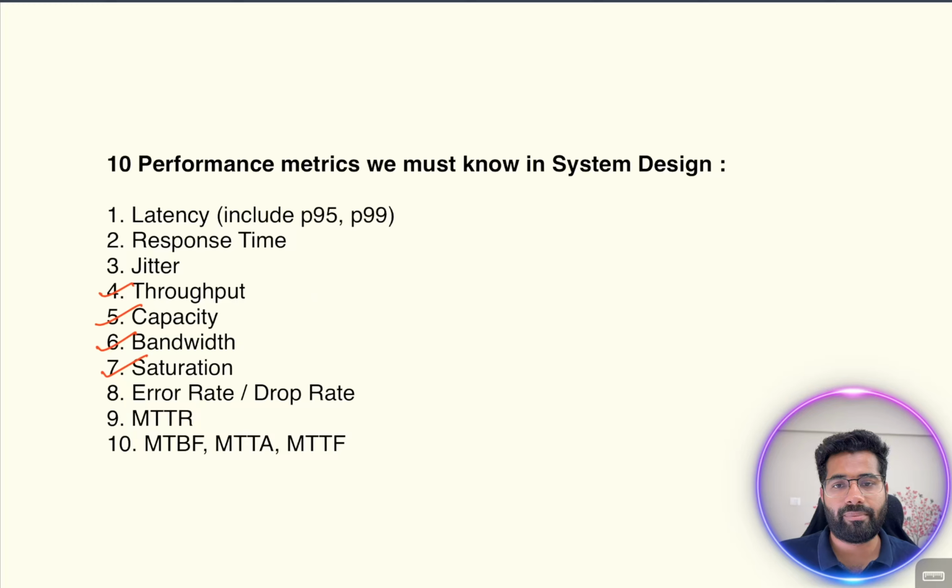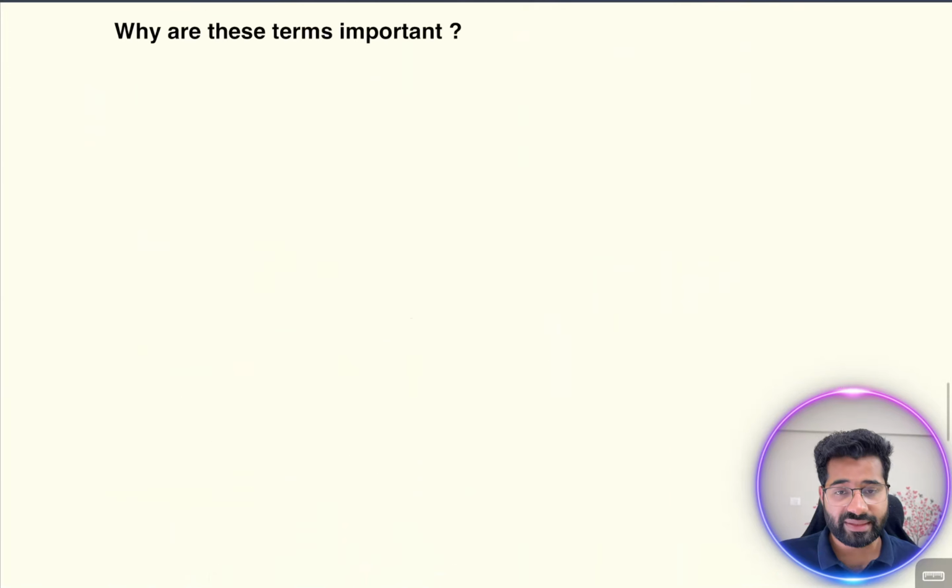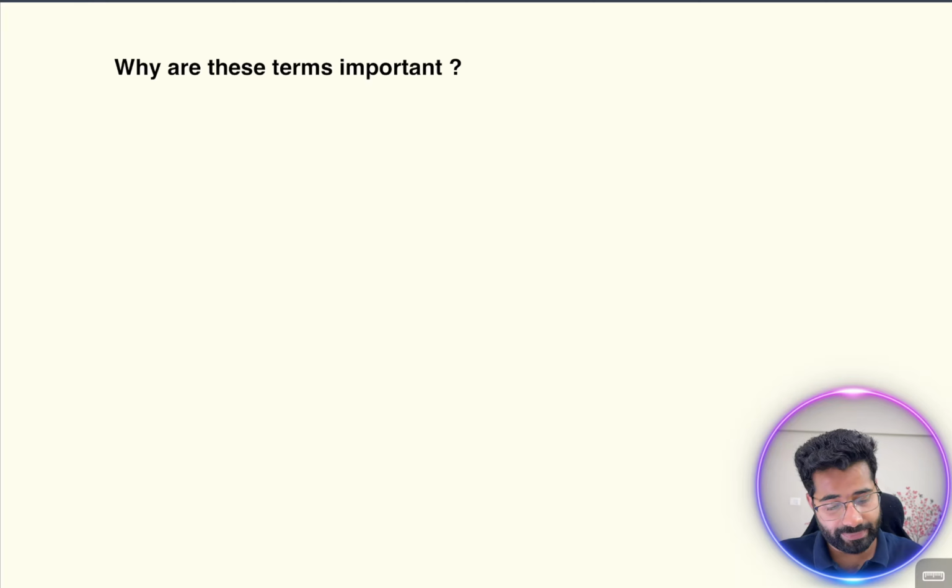Hi everyone. In the last video, we learned about throughput, capacity, bandwidth, and saturation, and we saw how these four metrics are interlinked. So in this video, we'll focus on these four metrics again, and we'll see why these metrics are very important to us.